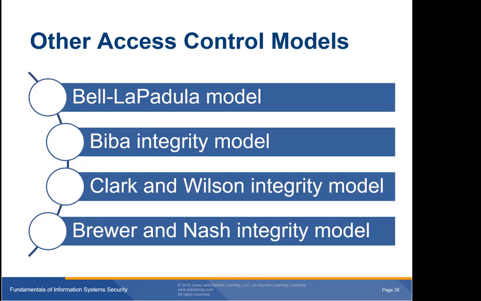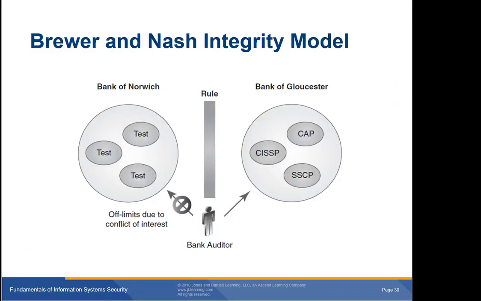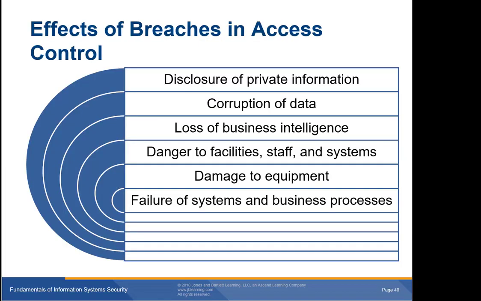Other access control methods that I won't cover here are in your book, which are Bell-LaPadula, Biba Integrity Model, Clark-Wilson, and Brewer-Nash. Again, these will be covered in your book, so read up on these inside the text, pages 165, 166. Let's look at the effects of breaches in access control.